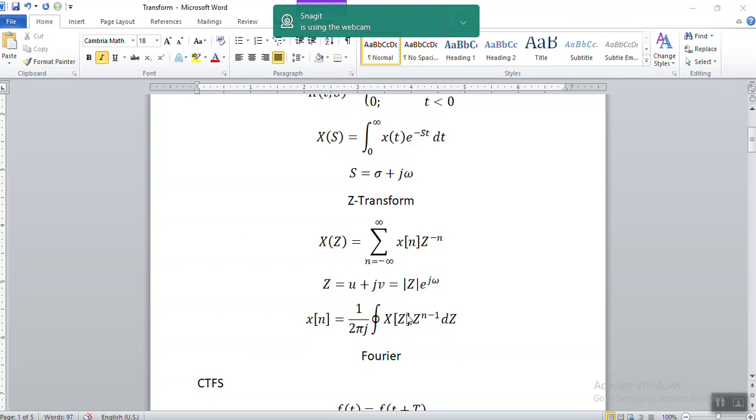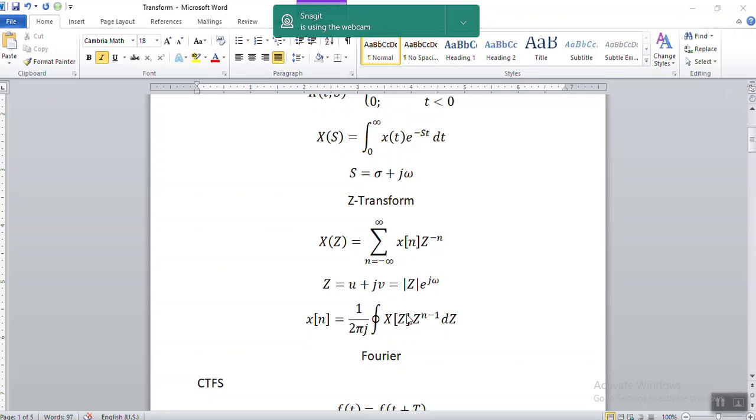Now, roots of the numerator polynomial for which h of z becomes 0 are called the zeros of the transfer function h of z, and the roots of the denominator polynomial, that is d of z, for which the transfer function h of z becomes infinite, are called the poles of the system. So, by analyzing poles and the zeros of the systems, you can analyze lot many things about the system. So, that makes it easy to analyze the system in Z domain rather than the time domain.